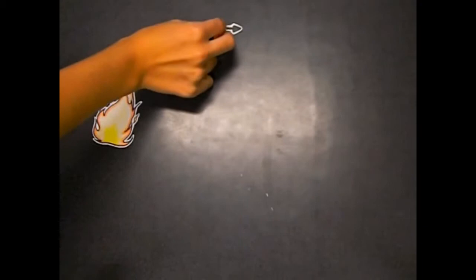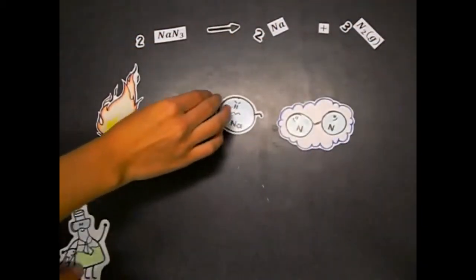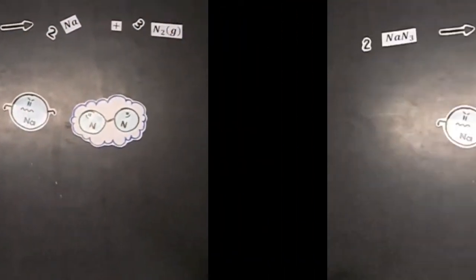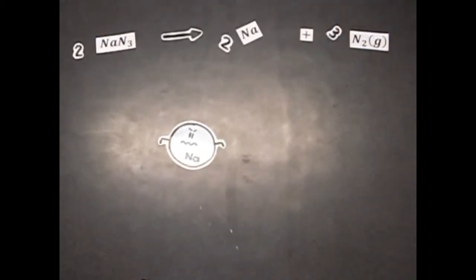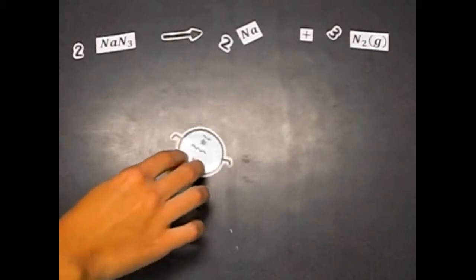The first reaction that occurs is a decomposition reaction. Sodium azide decomposes to form sodium metal and nitrogen gas. A very small amount of sodium azide is needed to provide enough nitrogen gas to fill the airbag. The balanced equation looks something like this.